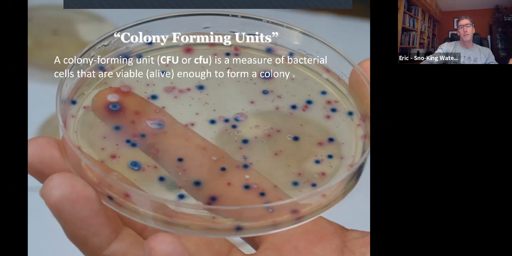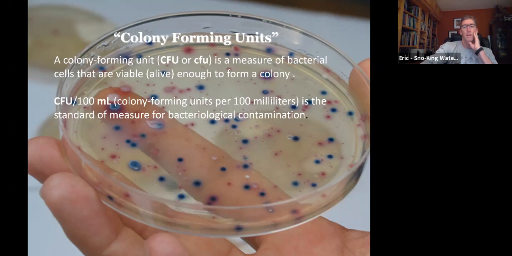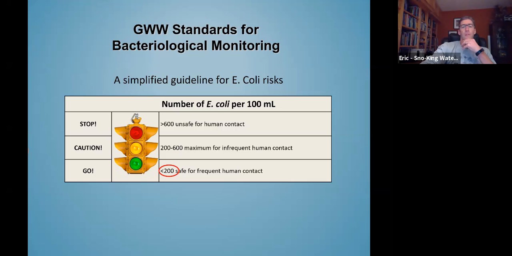So again, a CFU is a measure of a colony of those cells that's viable enough to form a colony. In other words, if you just had a tiny dot, you probably wouldn't even see it. But if it's big enough to grow into one of these larger colonies after you incubate it, then you would count that as a colony forming unit. The standard that agencies and people use when they're talking is the amount of CFUs per 100 milliliters of water in your sample.